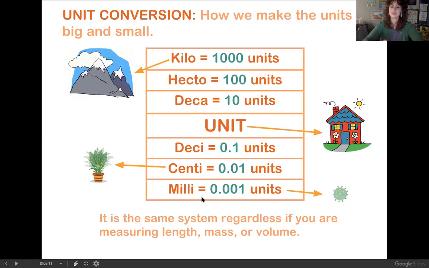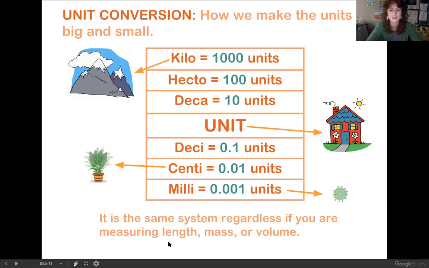But then in science, we often measure things that are really small, like a cell, or maybe a hair, or maybe a little insect like an ant. In that case, we'd want to use millimeters. So millimeters are 1,000 times smaller than a meter. And we also can use this for grams and liters too. So we have milliliters, we have milligrams. We measure amounts of medicine in milligrams. We measure liquid volume in milliliters. We can also do kilograms or kiloliters, right? So that's 1,000 times. That's the biggest unit.